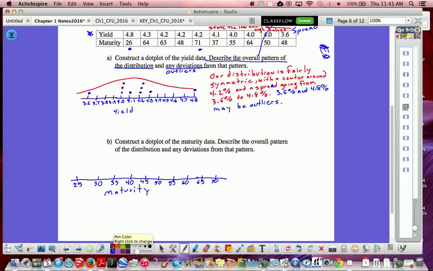Now the hope and goal of the dot plot is just to get a picture of what's going on. So now I can start doing each of those points. So 26, 64, 63, so that'd be one right next to it. 48, 71, 37, 55, 64, that's a repeat, 50, and 48. Was 48 a repeat also? Yes, it was.